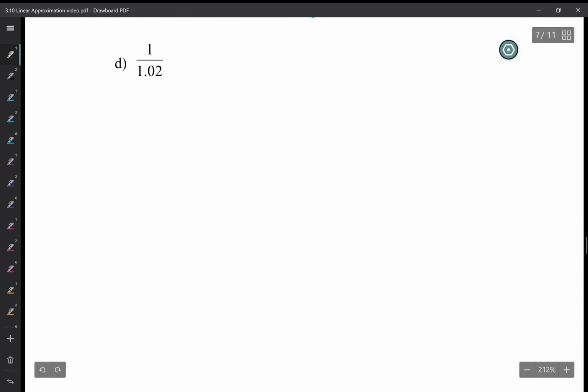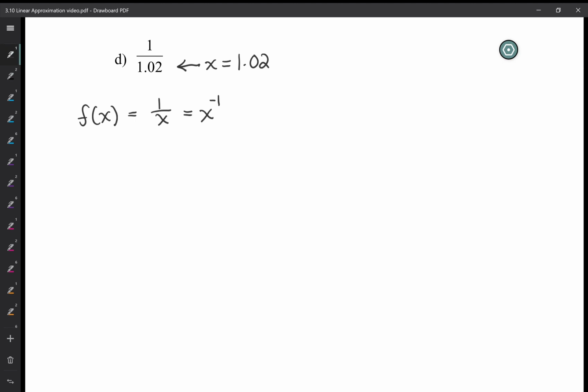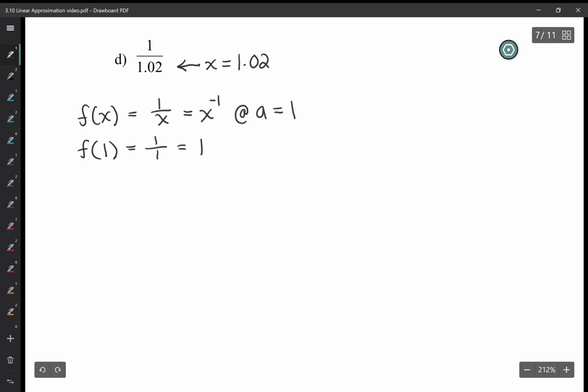Finally, we want to approximate 1 divided by 1.02. So here x is equal to 1.02. So f of x is equal to 1 over x, which you can write as x to the negative 1 power if it helps you. And we'll find the approximation at a is equal to something close to 1.02, but easier to divide 1 by, so we'll use, once again, a is equal to 1. F of 1 is equal to 1 over 1, which is 1.